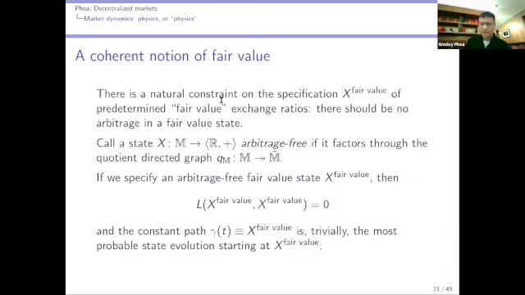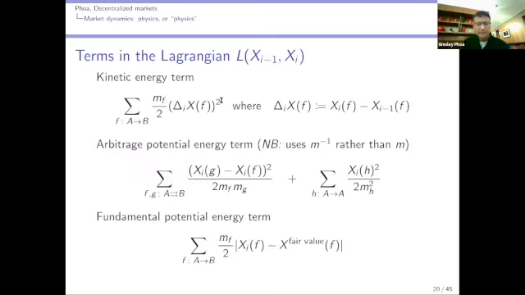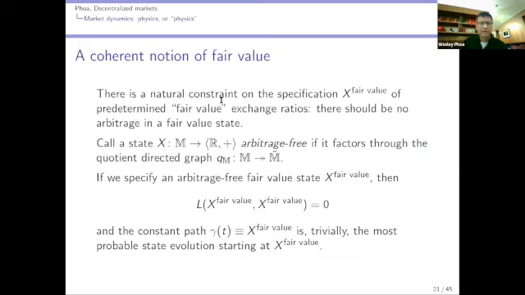Oh, but I should mention, in the potential energy term down here, this idea that you penalize states which are distant from fair value, you have to come up with a coherent notion of fair value. So this fair value state, the right-hand term, can't be just any old state, I don't think. And a coherent notion, I think, turns out to be a state which is arbitrage free. And that simply means that it's going to factor through the quotient directed graph of this free category.